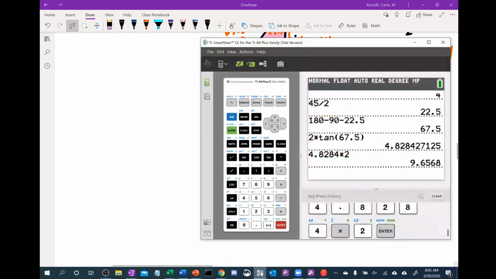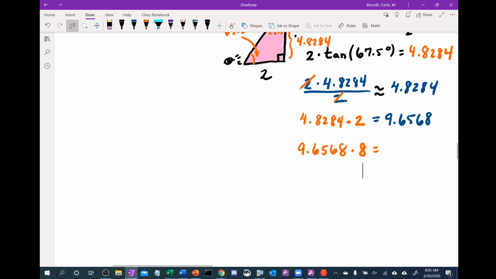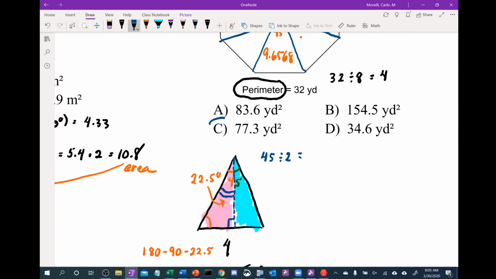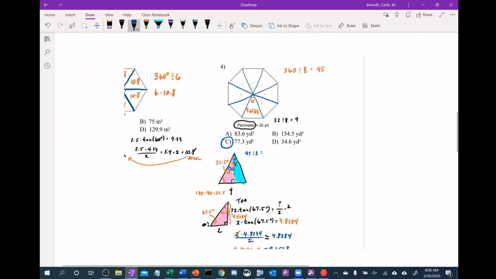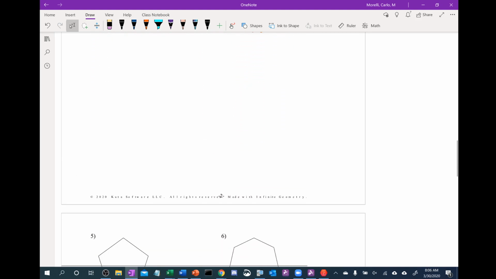We have to round it. So let's just multiply that times 8. 77.2544. They said round to the nearest tenth, so 77.3. Let's see if one of our answers is close to 77.3. And there we go. Okay, so we would choose answer choice C because that's 77.3. Okay, so that's the process for these symmetric shapes here, the hexagon and the octagon.